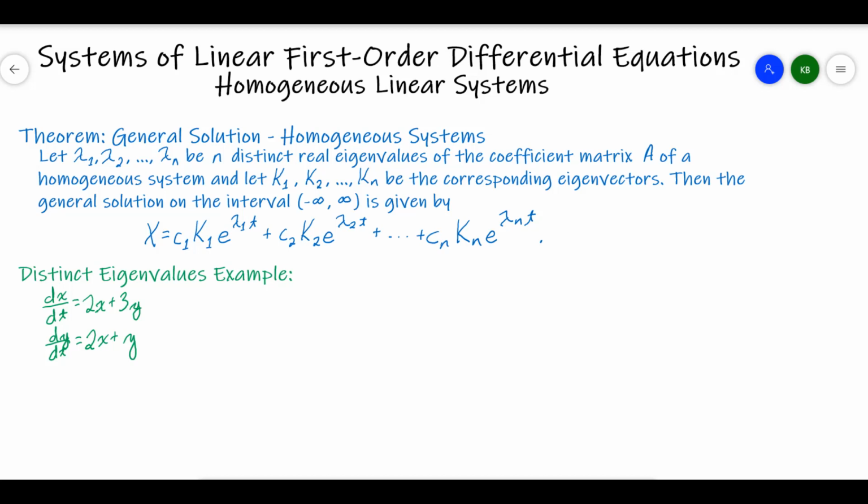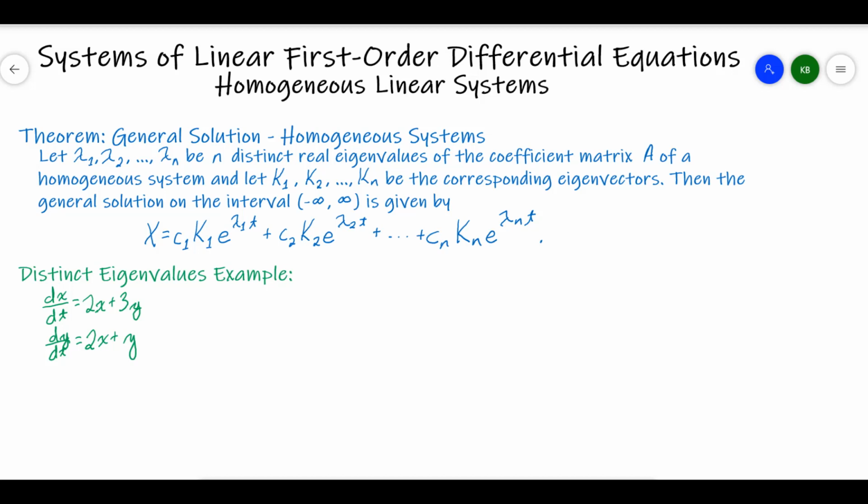So when we have lambda 1, lambda 2 up to lambda n, those are representing n distinct real eigenvalues of the coefficient matrix A of a homogeneous system. And k1, k2 up to kn are going to be the corresponding eigenvectors. So each of those eigenvalues gets an eigenvector that goes with it.